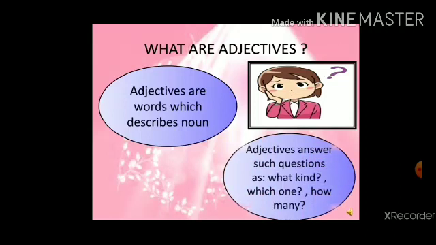For example, adjectives answer such questions as what kind, which one, how many. For example, if I say I like red flower, so in this sentence, which flower do I like? Which color? Red. So in this sentence, red is the adjective.